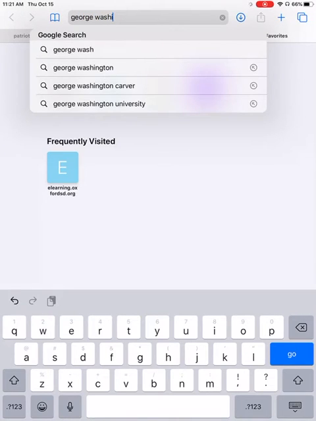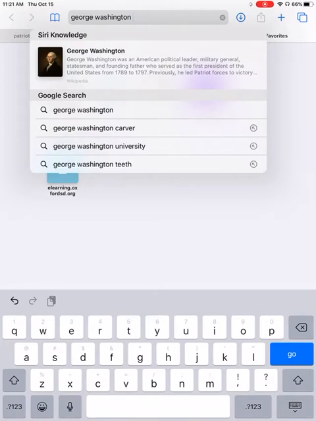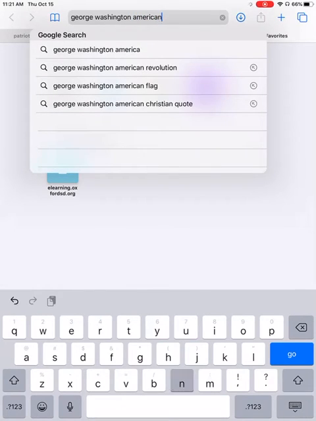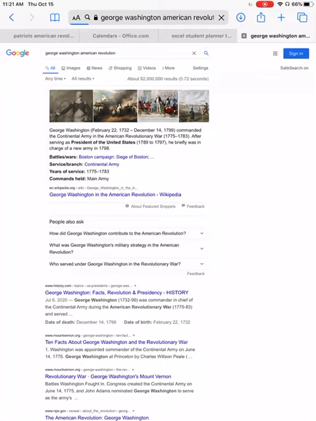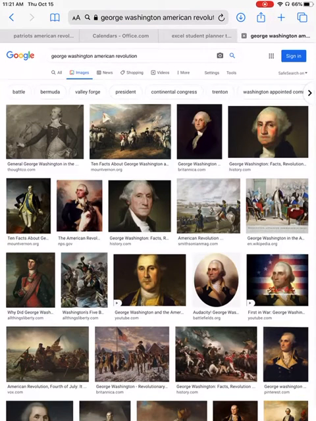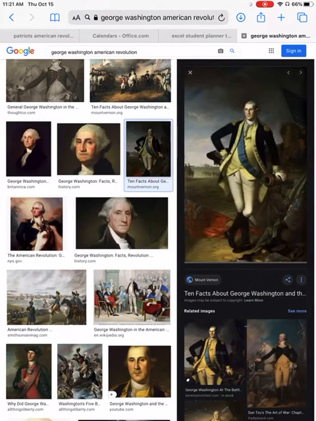George Washington, I would also be putting American Revolution afterwards. Okay, and then I go to images. So then you see how there's one of him when he was president versus one when he was actually in the war. I would definitely want the one where he was in the war. I would want this one versus the one where he was president.